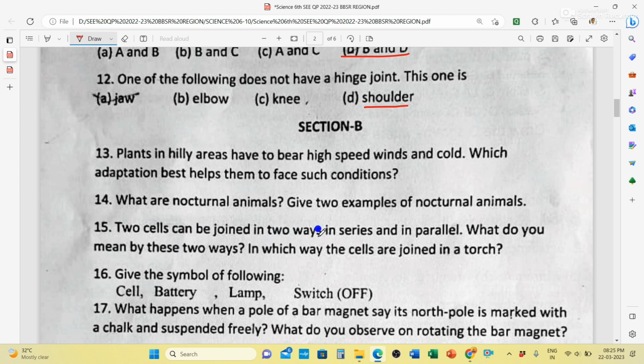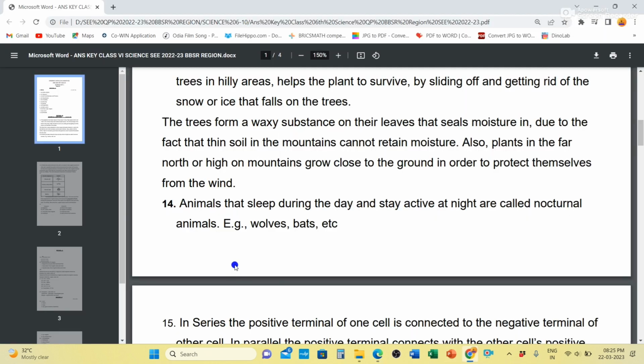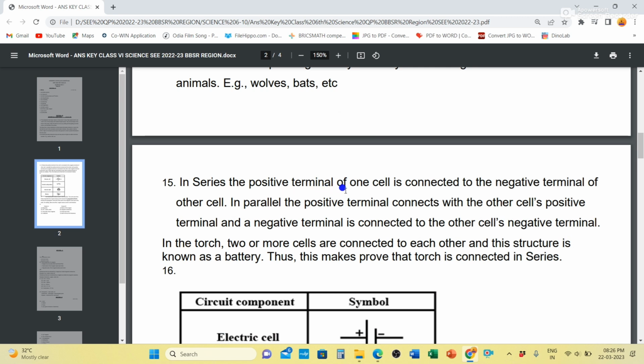Two cells can be joined in two ways, in series and in parallel. In which way are the cells joined in a torch? In series, the positive terminal of one cell is connected to the negative terminal of the other cell, but in parallel, the positive terminal connects with the other cell's positive terminal, and the negative terminal is connected to the other cell's negative terminal only. In the torch, two or more cells are connected to each other, and this structure is known as a battery. So, in a torch, the cells are connected in series.